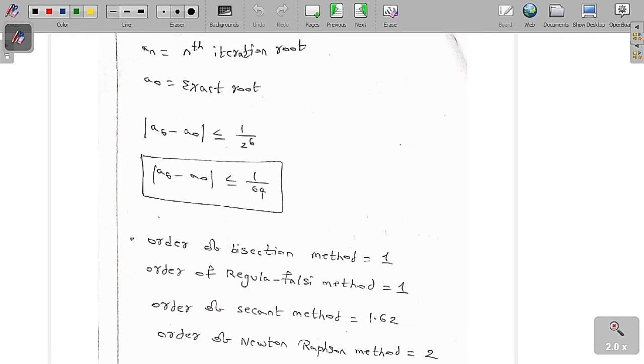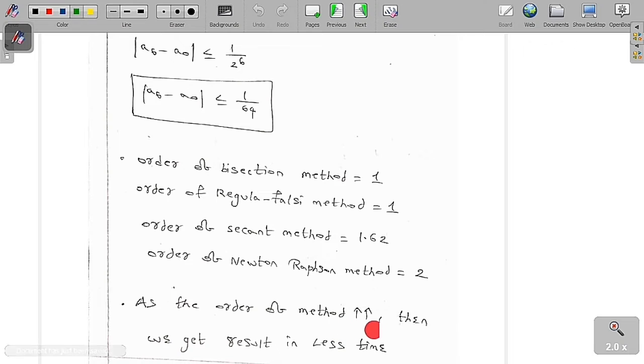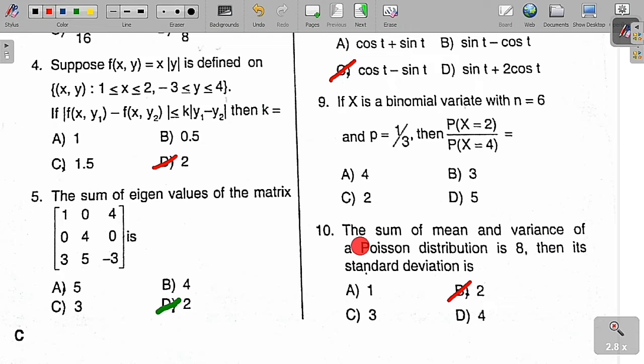In the examinations, they can ask the order of the different methods also. So the order of the bisection method is 1, the order of the regula falsi method is 1, the order of the secant method is 1.62, and the order of the Newton-Raphson method is 2. As I have already told you, as the order of the method increases, we get the result in a very small amount of time. So now we are going to solve another question.